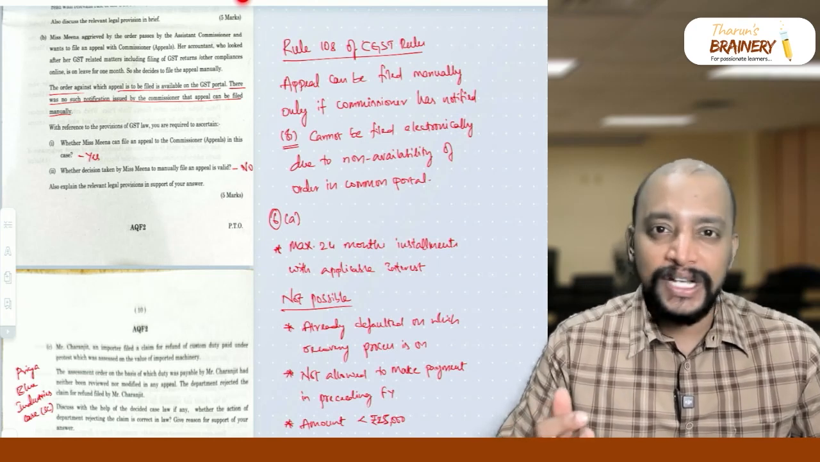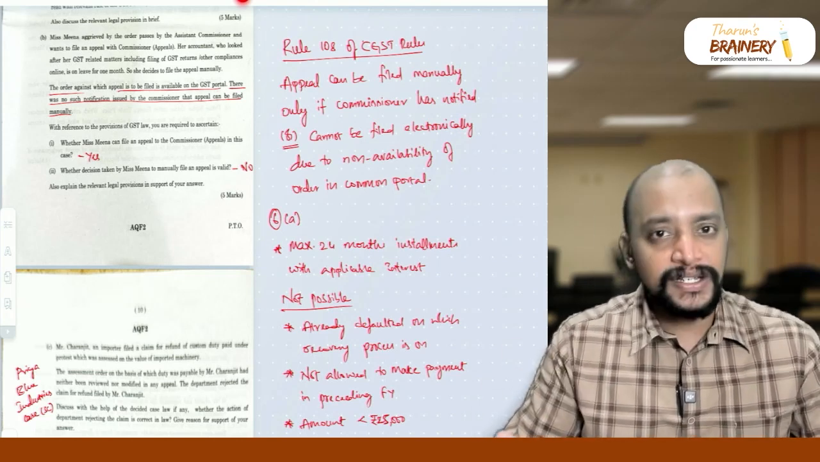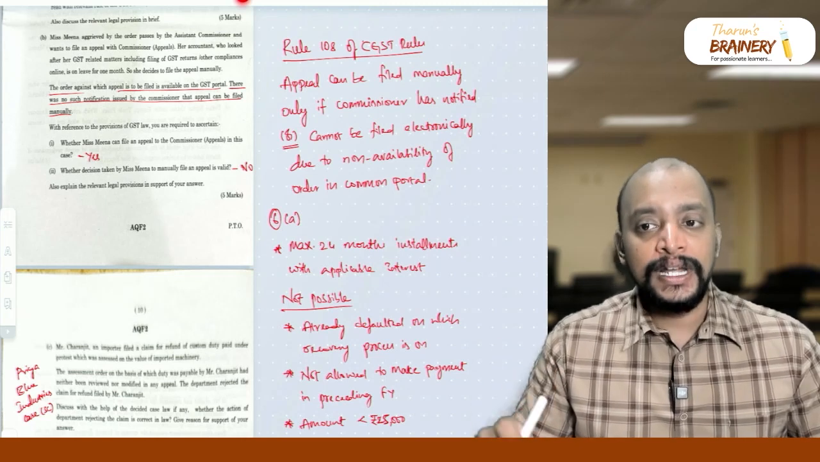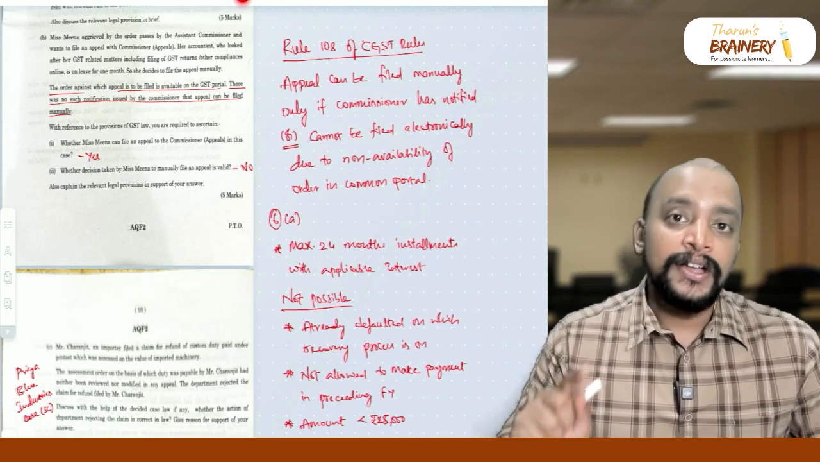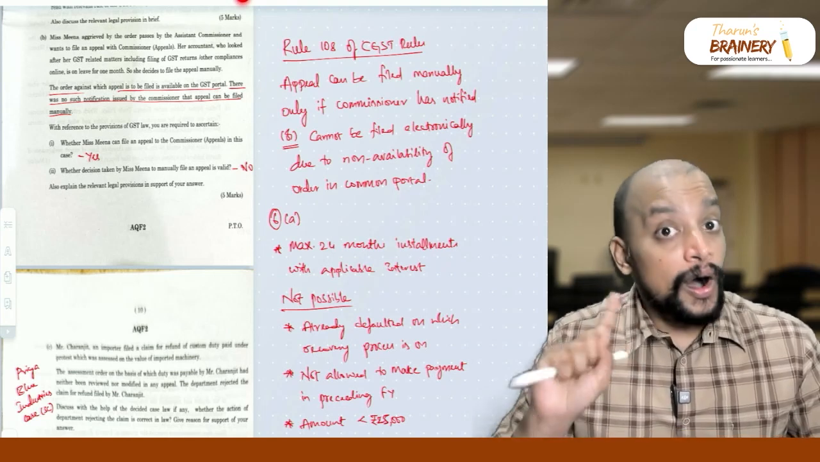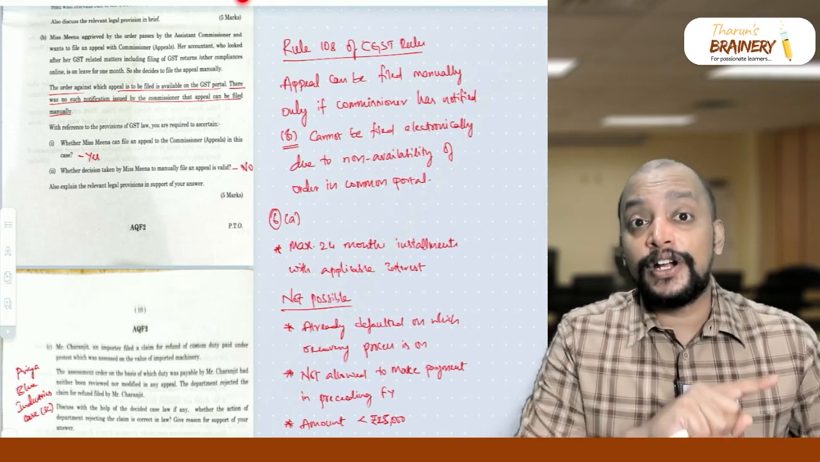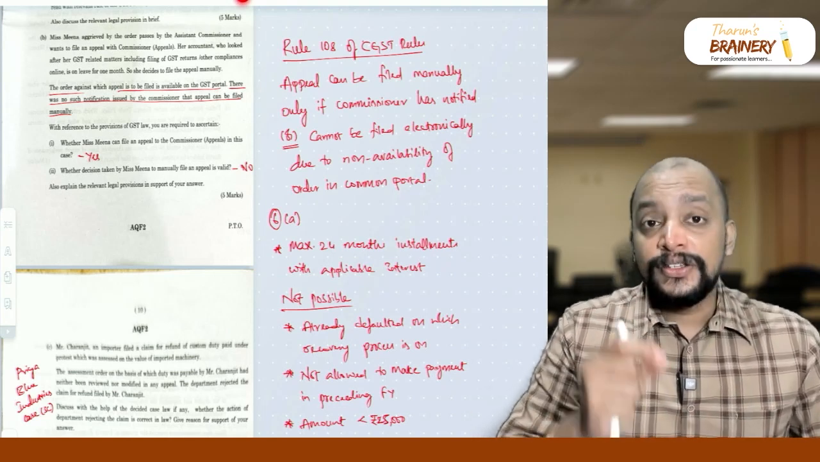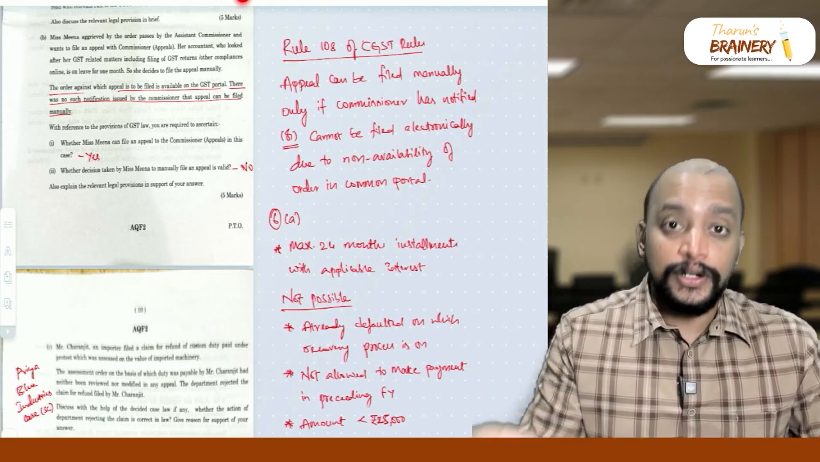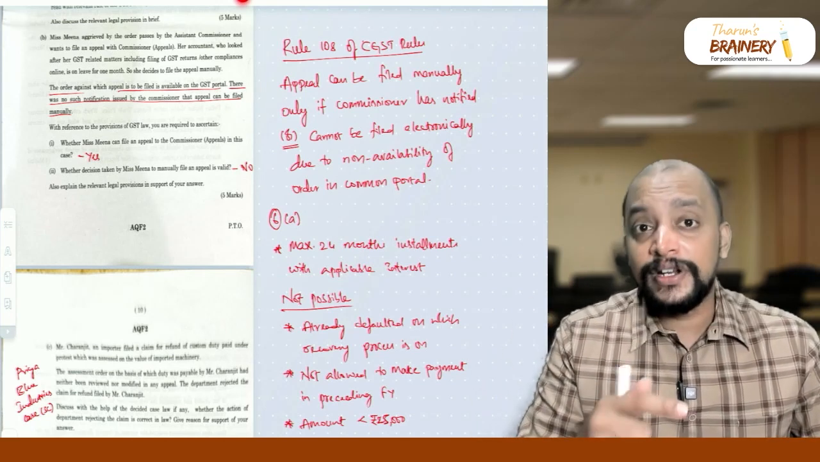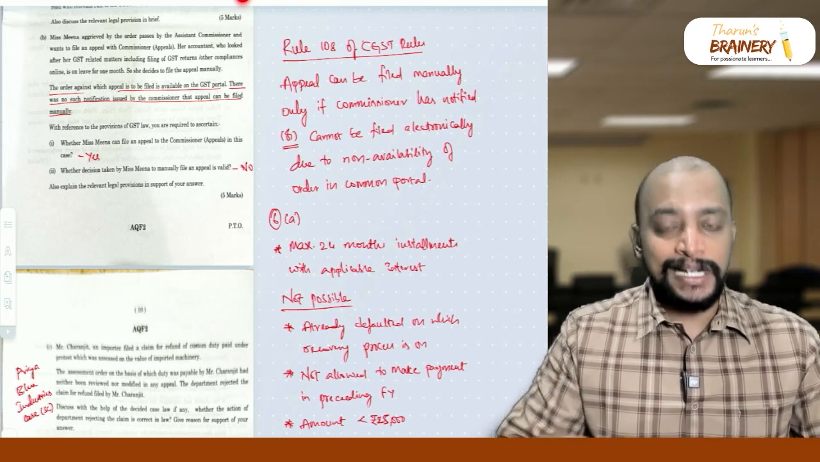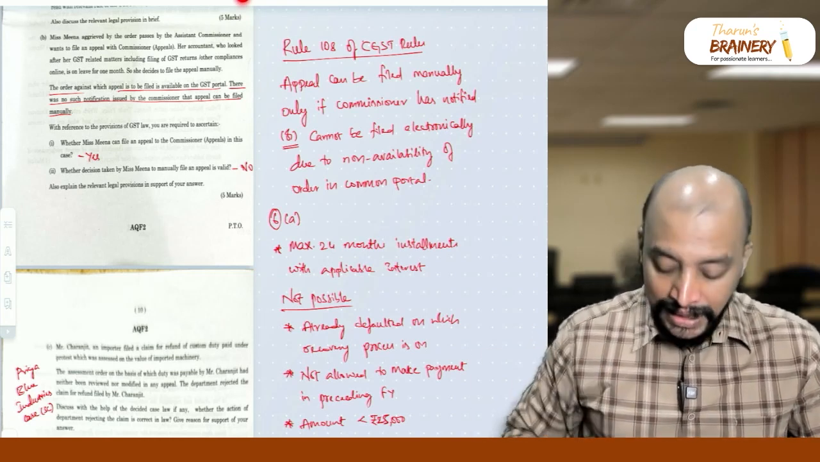In the fast track batch or even the revision batch, no one can cover everything. But what is this Rule 108 about? An appeal can be filed manually. When can it be filed manually? Only if the commissioner notifies, or the copy of the order is not available on the portal. This is there in our resource book, I have clearly given it. So if the adjudication order or demand order is not available on the portal, only then can we go for manual filing, or if it is notified by the commissioner.